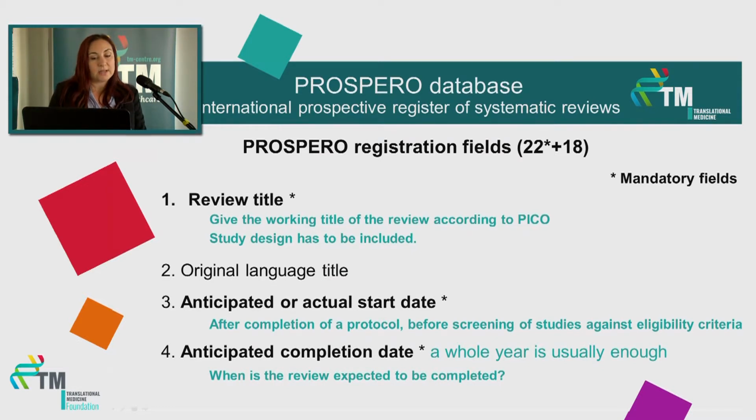And an anticipated or actual start date should be given, which should be after completion of the protocol, but before screening of studies against eligibility criteria, so the actual date is nice. And an anticipated completion date is needed. As you could already hear, you could do it within 2 weeks, but it is nice if a whole year is given here, so it is usually enough to publish, and then you can finish the project. So just if you give a year, it is good.